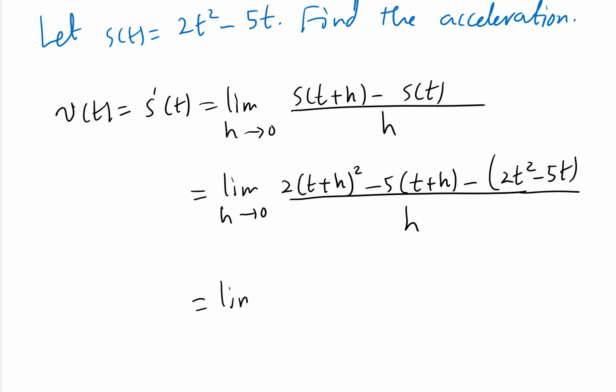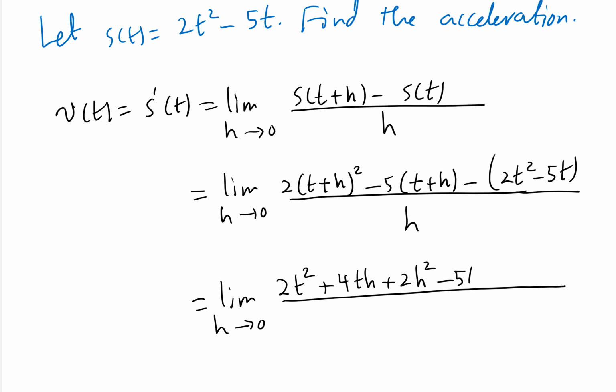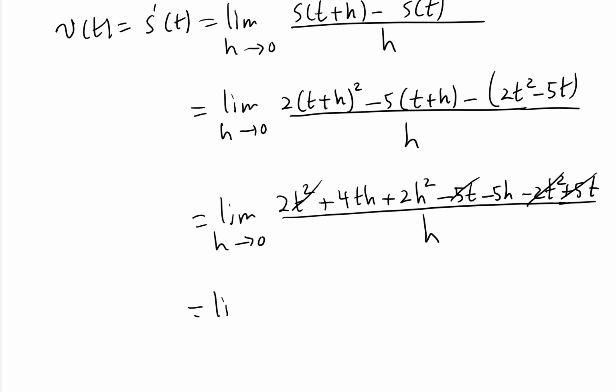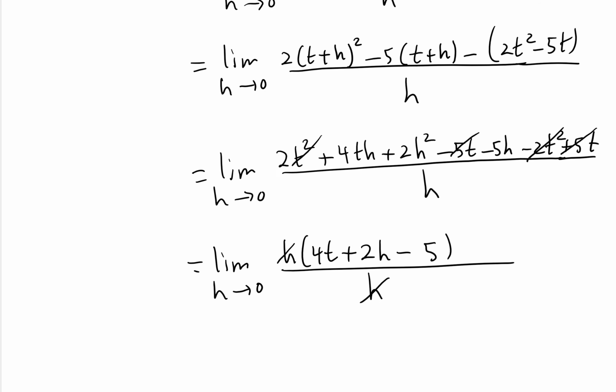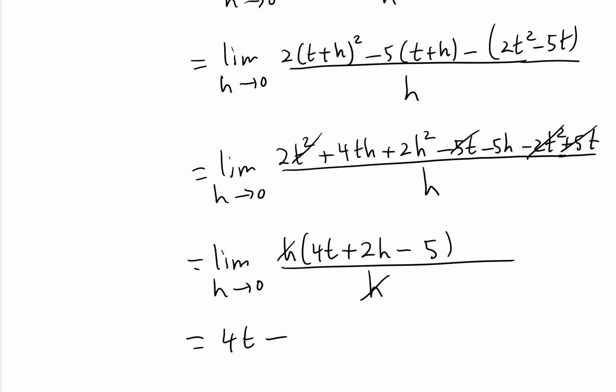Let's simplify this before we pass the limit. 2t squared plus 4th plus 2h squared minus 5t minus 5h minus 2t squared plus 5t all over h. These cancel each other. The 5t cancel. On the top, I can factor an h out. 4t plus 2h minus 5 over h. These cancel out. And that would give us 4t minus 5.